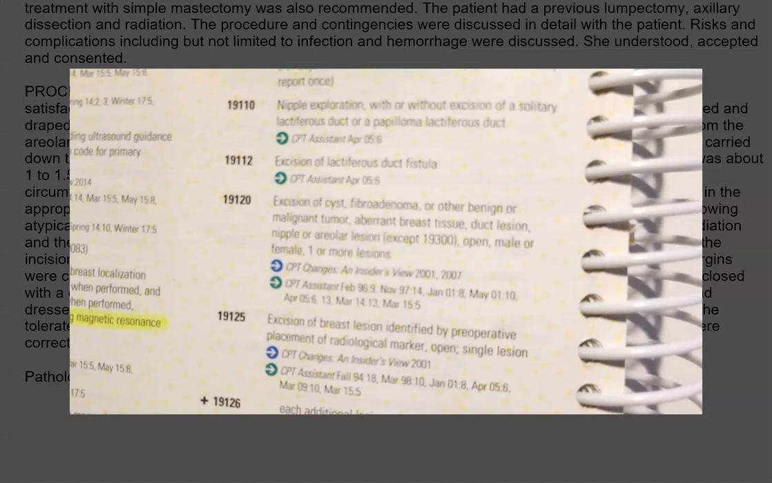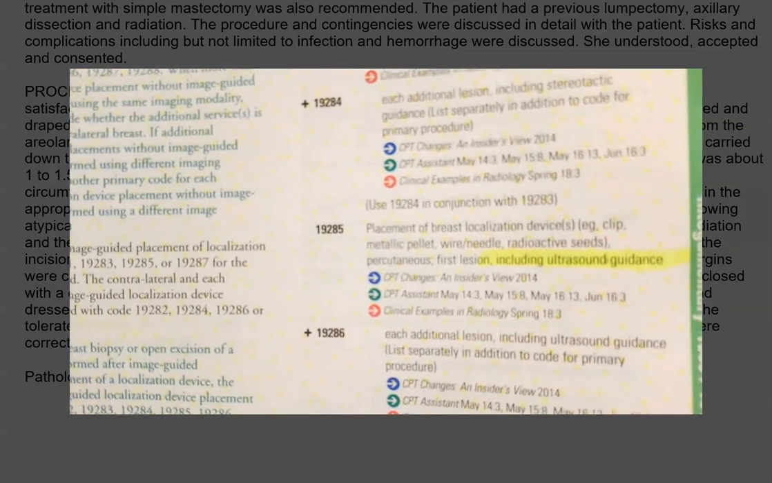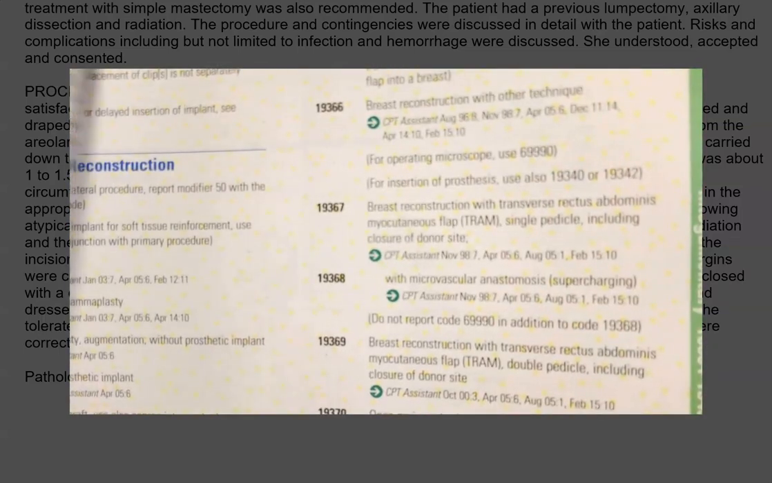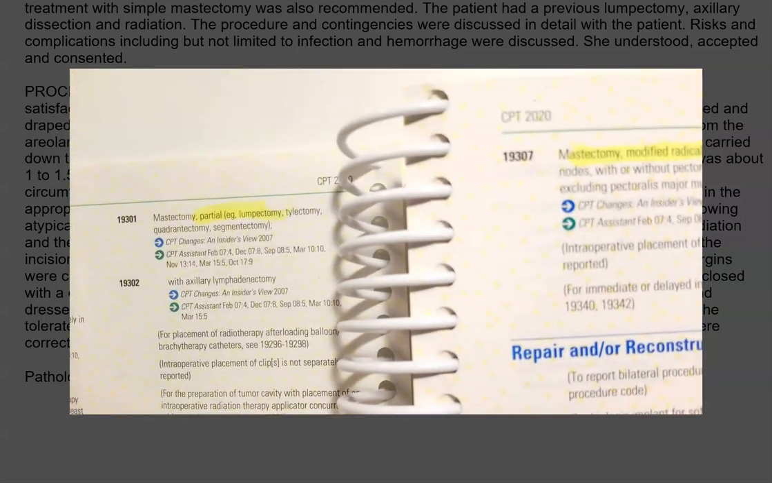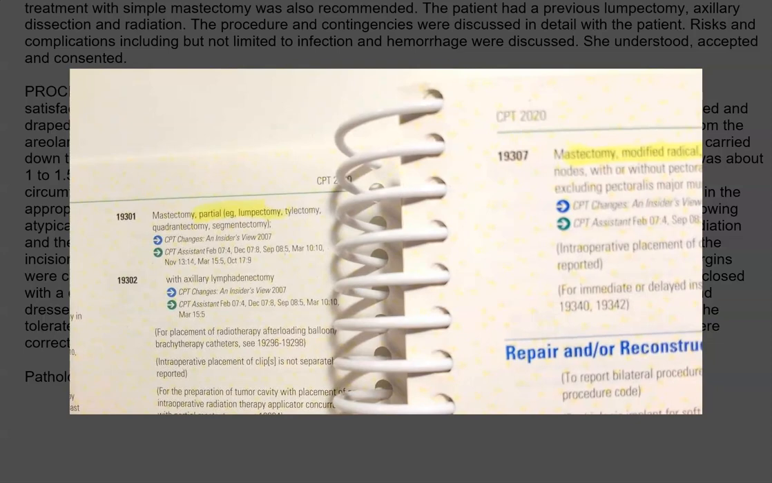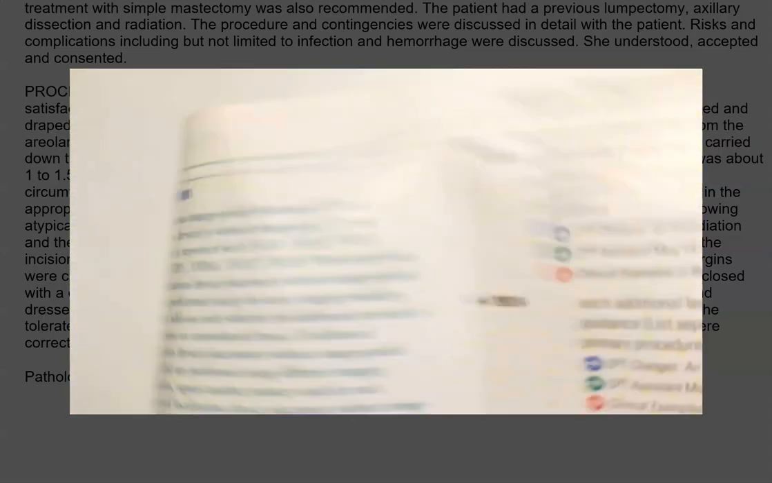Then they also gave us excision of a breast lesion that was identified by a preoperative marker. Well, we definitely did not have that. And then some of the other codes that they gave us, 19301, that's actually for a mastectomy. And the other code that they gave me was for a mastectomy as well.